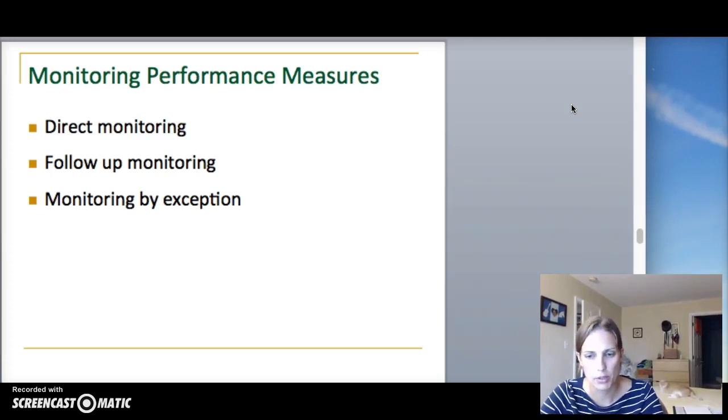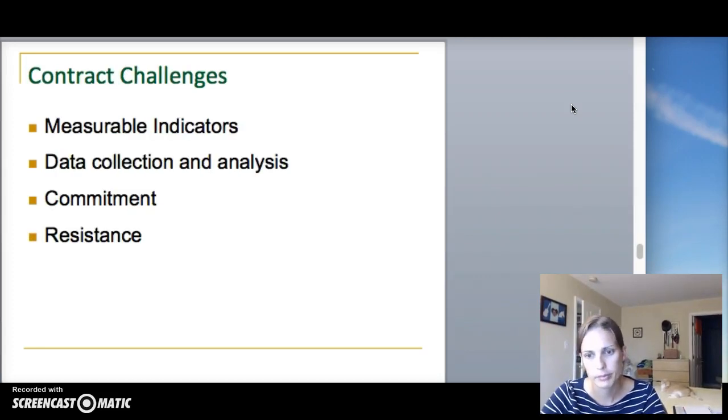Then monitoring by exception is when you only complain to the vendor about poor performance when it's reported by recipients of the service. For example, this would be when a citizen calls a town to report the recycling wasn't collected on their pickup day. This is by far the most common type of monitoring because it's inexpensive and doesn't require as much employee time, but it's also the least effective because it allows the vendors to make mistakes before the municipality does anything about it.